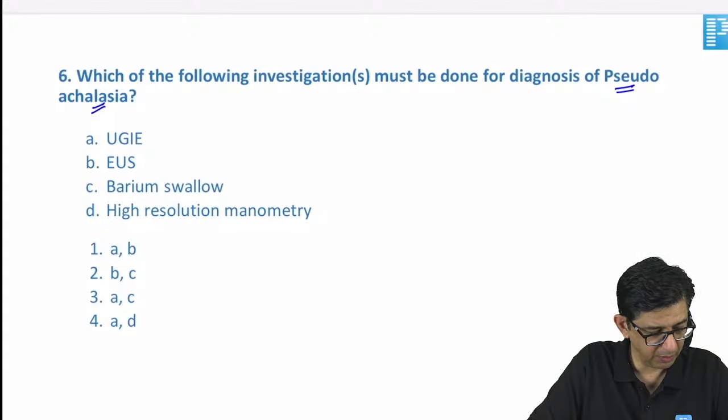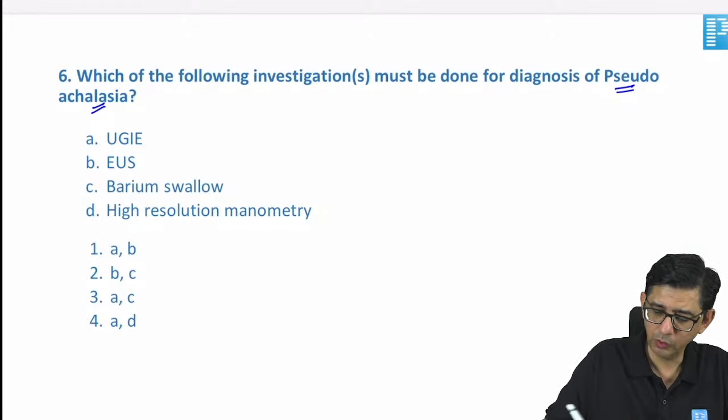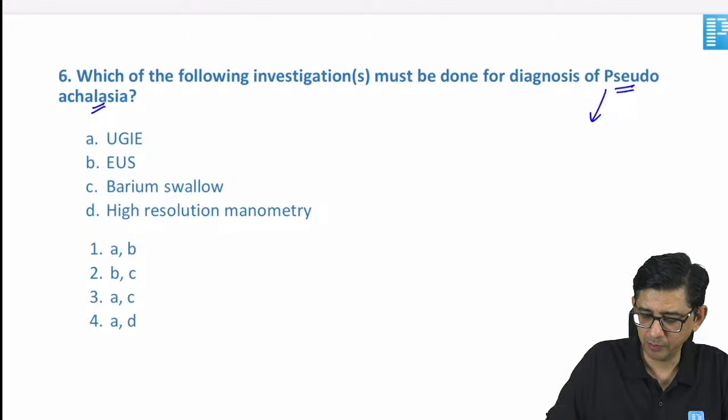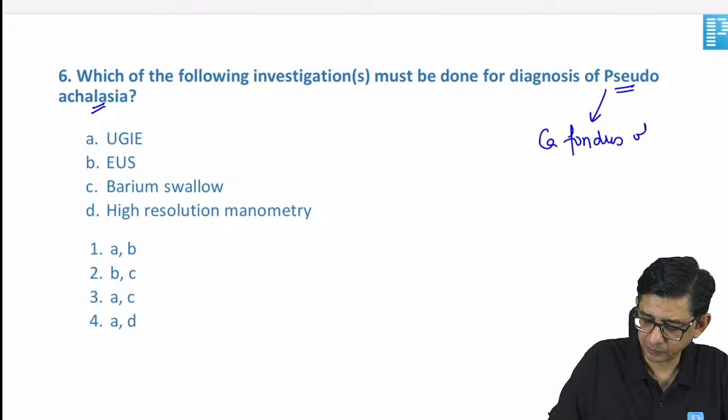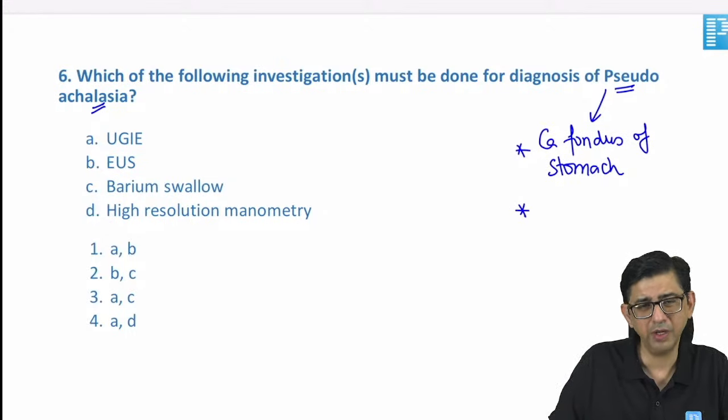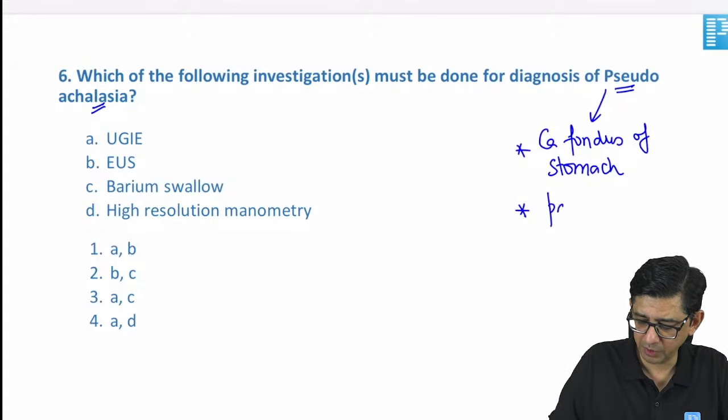That is upper GI endoscopy and then a high resolution manometry in a patient. Yes, more people, please. Investigations to be done for diagnosis of this patient. Yes, pseudo-achalasia can basically be because of a malignancy, like a cancer of the fundus of the stomach, which can go up and contribute to pseudo-achalasia findings. Another reason could be paraneoplastic manifestations.